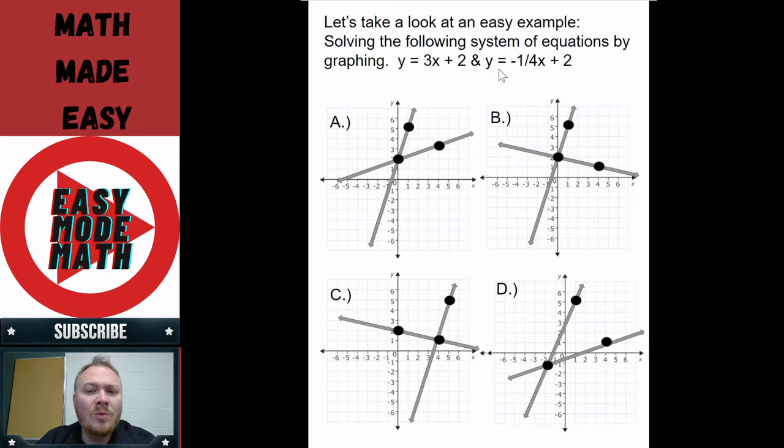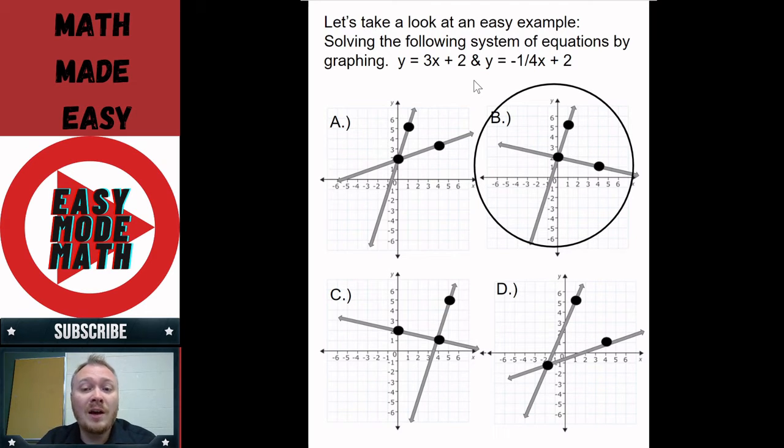Now an easy way to notice this again is that same y-intercept. But you could go through and graph each of these and then match it up. So if you picked, that's right, B, that would be the graph of those two equations, okay?